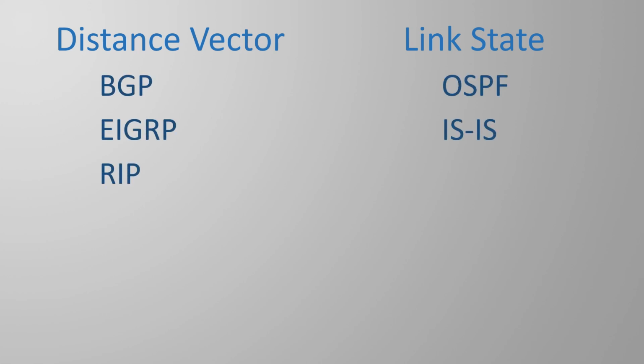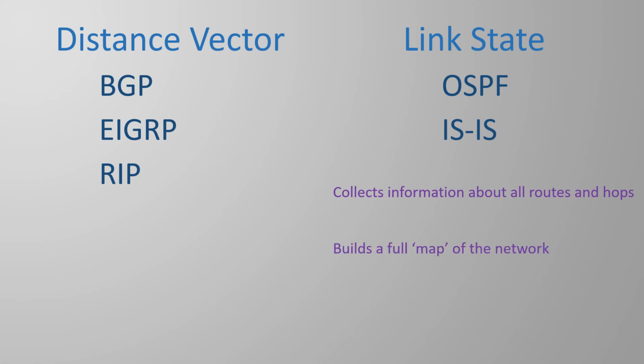We can break routing protocols into two categories, distance vector and link state. These are two entirely different approaches to how a routing protocol works. At a high level, we can say that a router running a link state routing protocol builds a full map of the network. Each router shares information on each path they know about with their neighbors. These neighbors pass this information on to their neighbors, and so on. The result is that every router builds the same map of the network.